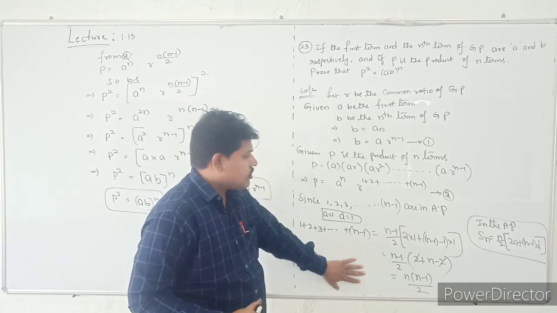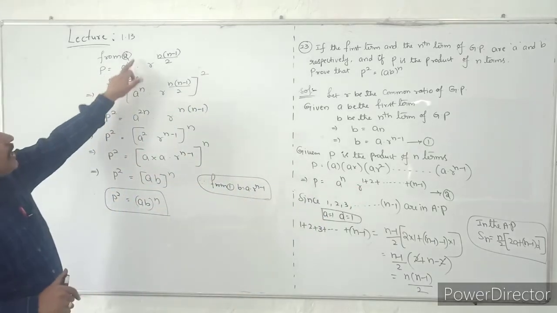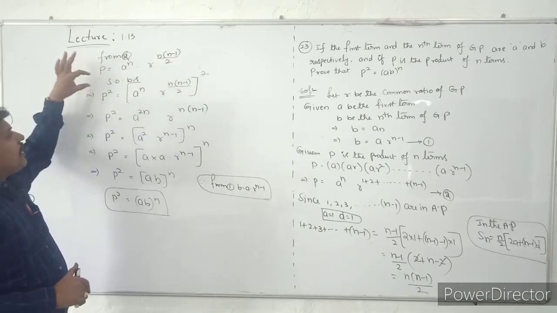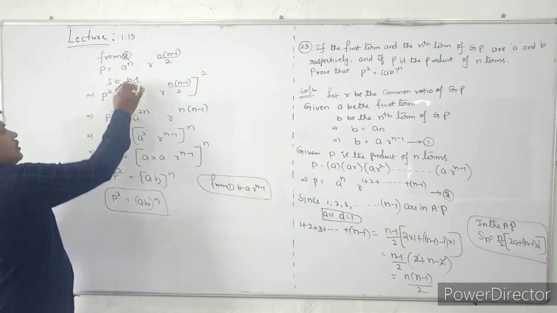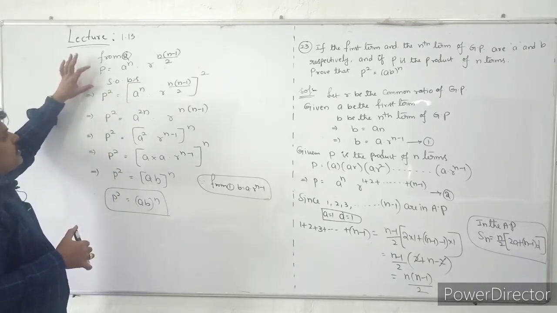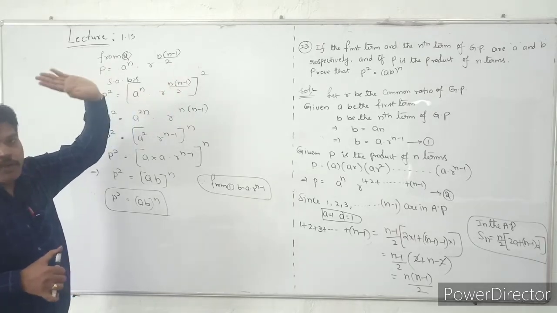After getting this value, substitute in equation 2. So what is equation number 3? P is equal to a power n into r power n into (n minus 1) by 2. So I am squaring on both the sides. Squaring on both the sides, what happens? P square is equal to (a power n into r power n(n minus 1)/2) whole square.